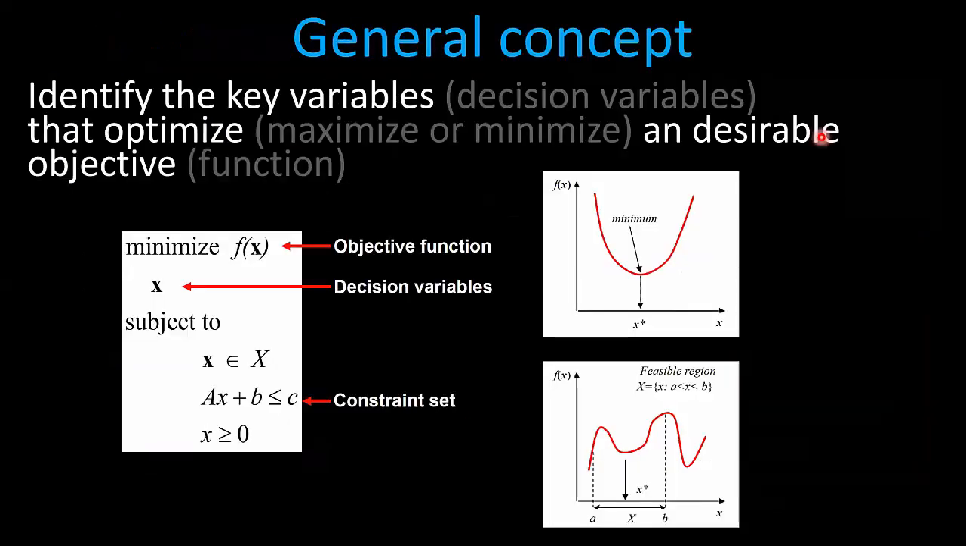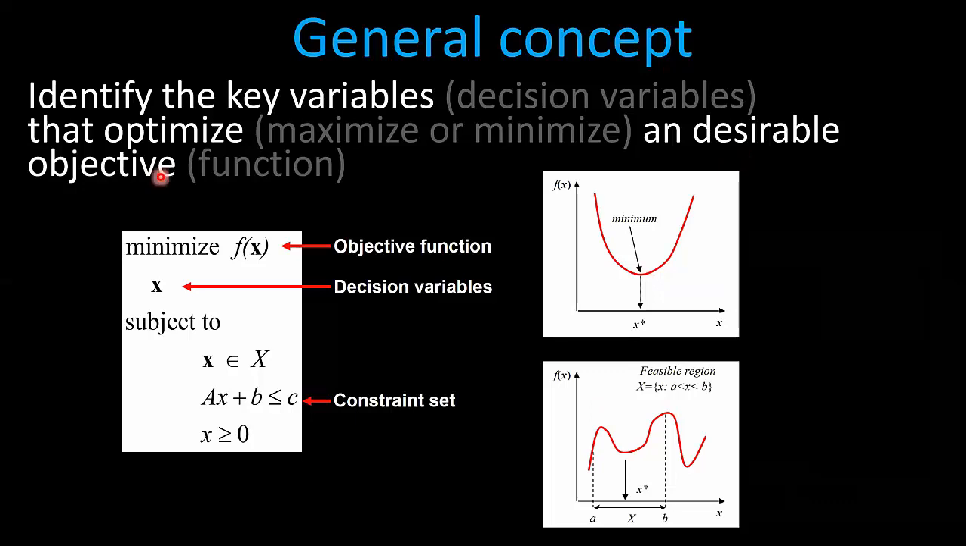Now, let me talk about some general concepts. Again, when we're talking about optimization, you want to identify key variables that you want to optimize, and you want to optimize a desirable function. These key variables, we call them decision variables. And you want to define if you want to find the minimum value, or to minimize something, or that you want to maximize a certain expression, a certain objective.